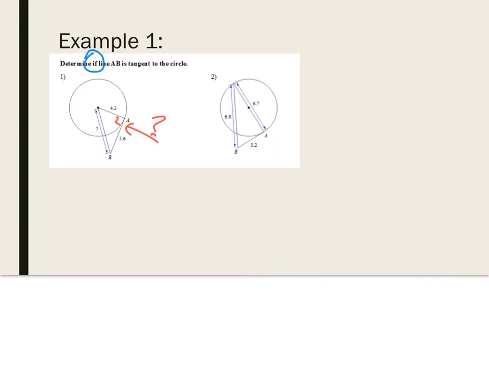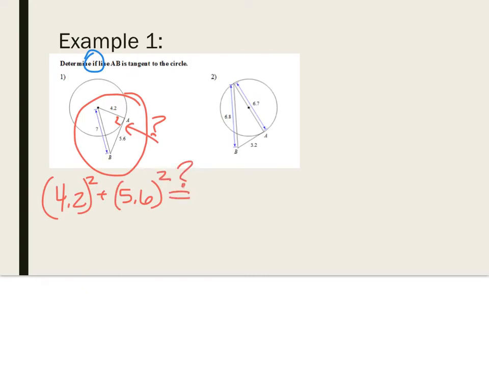Well, let's look just at the picture. Forget the circle for a minute and look at just the picture of the triangle. On that triangle, it is a right triangle, so you could say, I'm going to check out the Pythagorean theorem. If I can set it up where I take the two legs coming out of the right angle, 4.2 and 5.6, if I can set that up and prove that it really does equal whatever 7 squared is, then if that's true, I'll say yes, it's definitely a tangent because that was definitely a right angle.